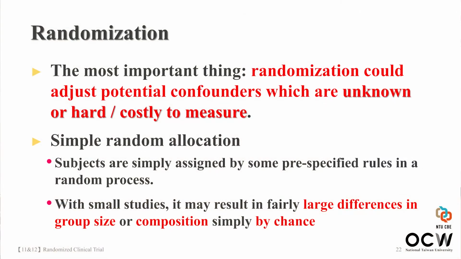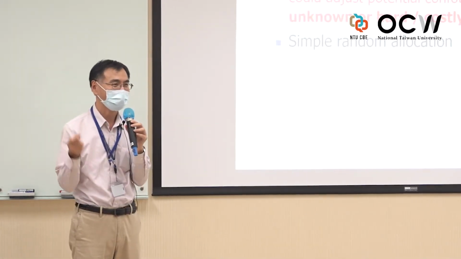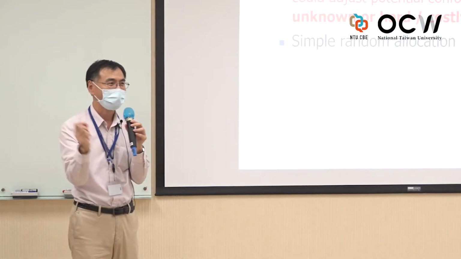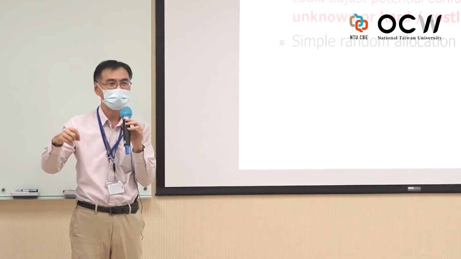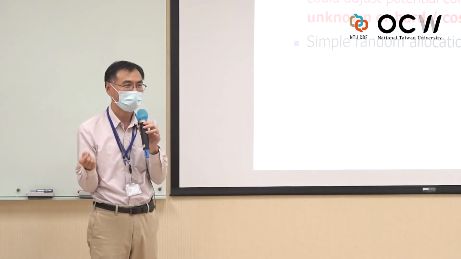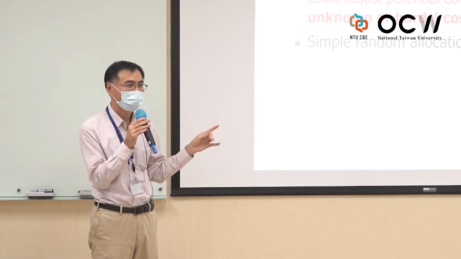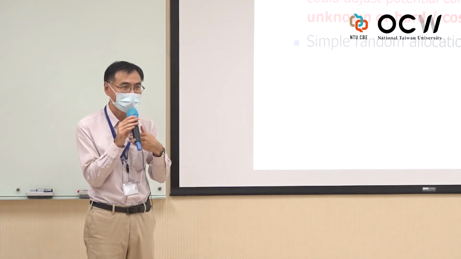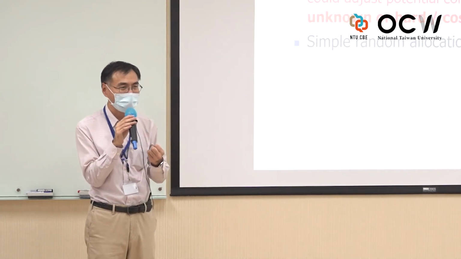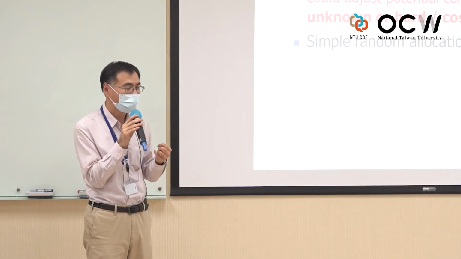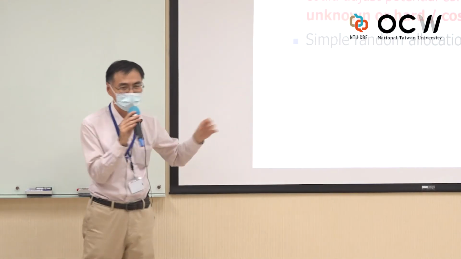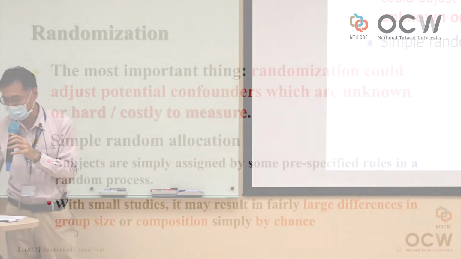The simplest way is a simple random allocation. Just a lucky draw for everyone who is qualified or eligible for your research, right? Just a lucky draw. And zero means placebo, and one means treatment, for example, or the other way around. But he or she has to be blind to the lucky draw outcome, right? But you keep it for the records for your own use later. But the one who evaluates the outcome has to be blind to the lucky draw. This is a simple random allocation.